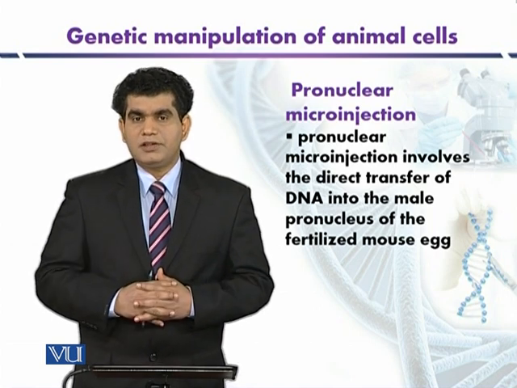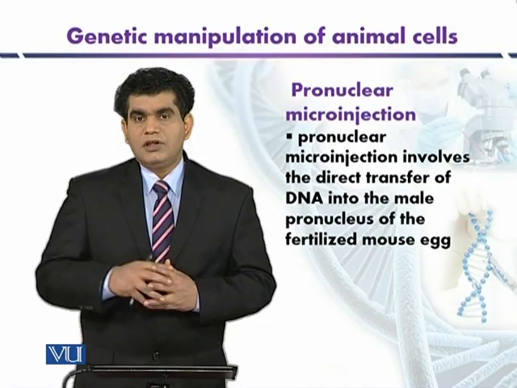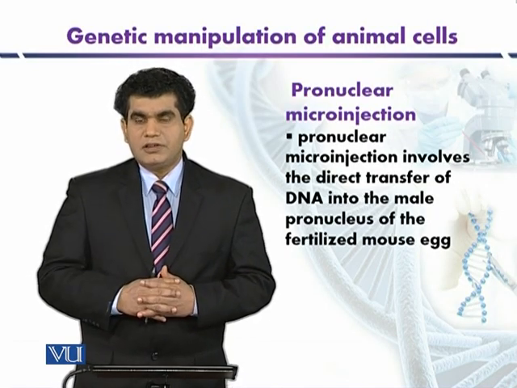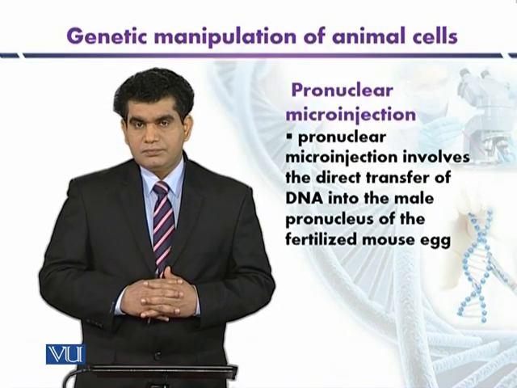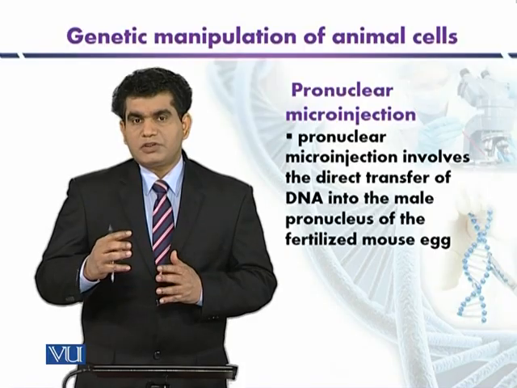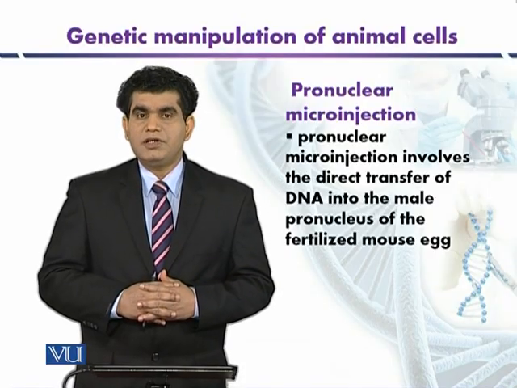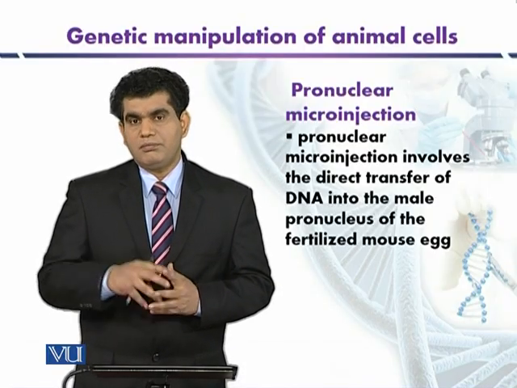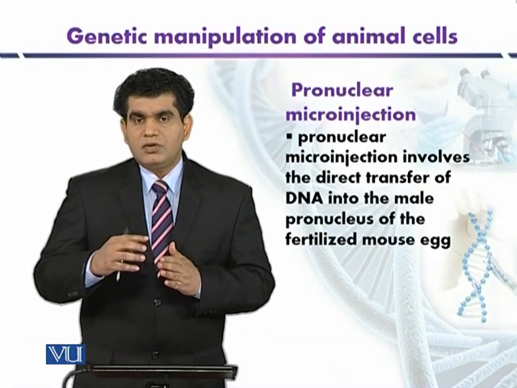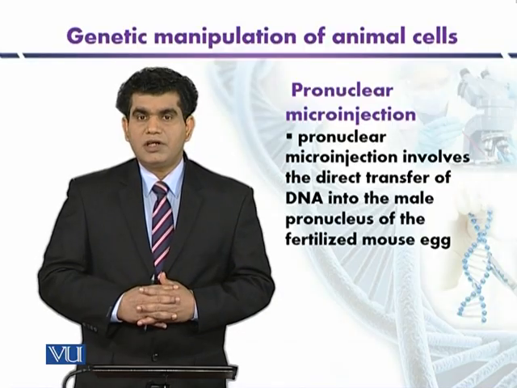So one of the methods is that the pronuclei in the fertilized egg may be the target. That pronuclei can be transformed with exogenous DNA by using a microinjection technique. First, we should know what a pronuclei is.